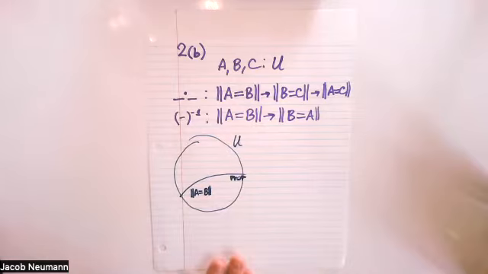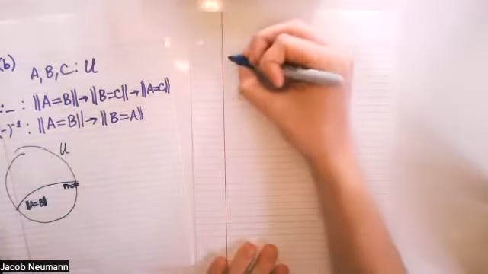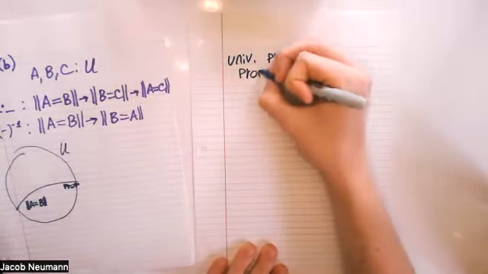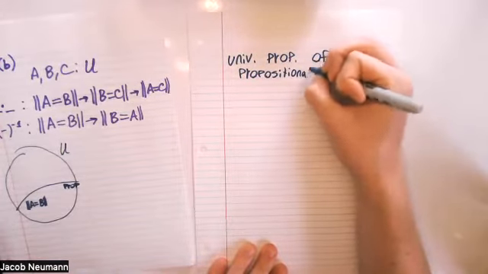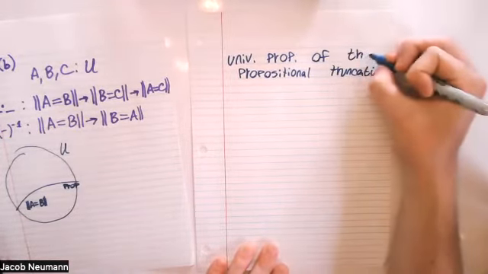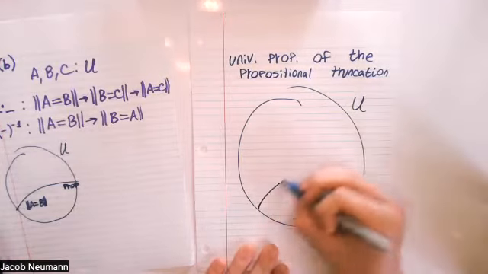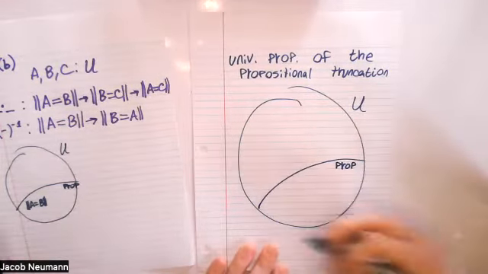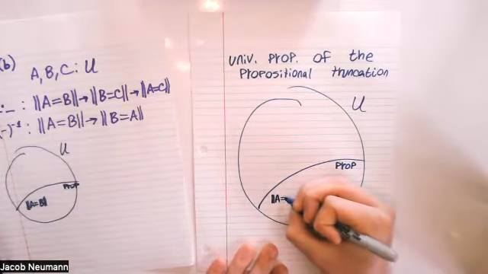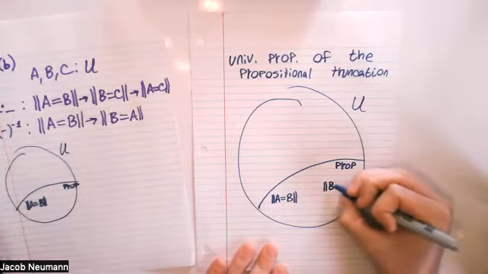Sorry, I'm drawing this a little bit too small, not giving myself enough space here. But yes, this was the universal property of the propositional truncation, because we're assuming a given one. We had the universe, and then we had the universe of propositions, which are only some types. Other types are not propositions. Truncated A equals B is a proposition, and truncated B equals A is a proposition.